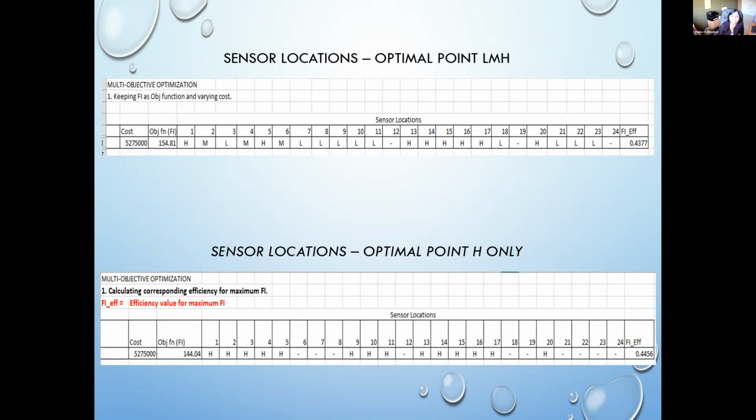And we have sensors given here, where H is high cost, M is medium, and L is low. If you only consider high cost sensors, you can have the same cost, but the Fisher information is lower, but efficiency is higher, and you will see this cost. Okay, so you can have different sensor combinations if you consider low cost or high cost sensors. Okay, so this is what happens with the power plant.